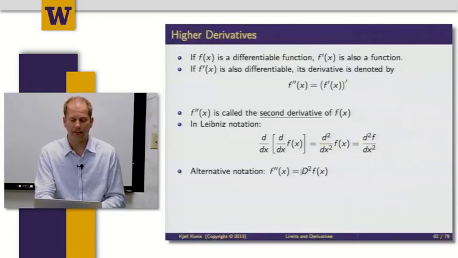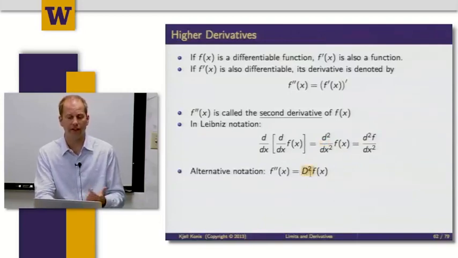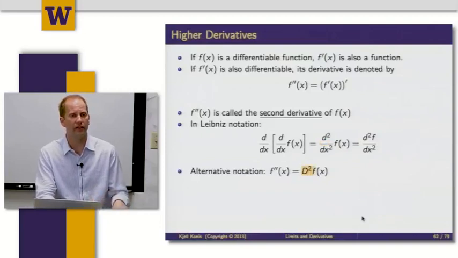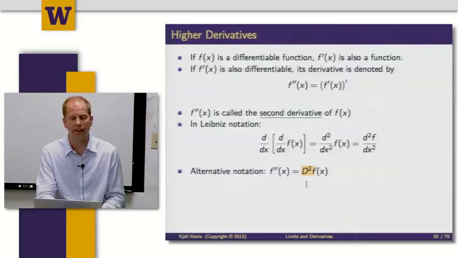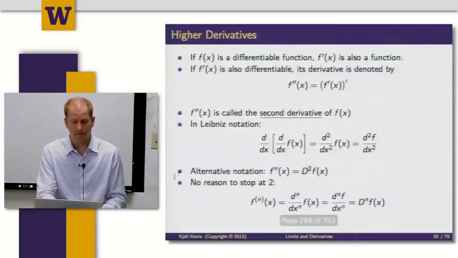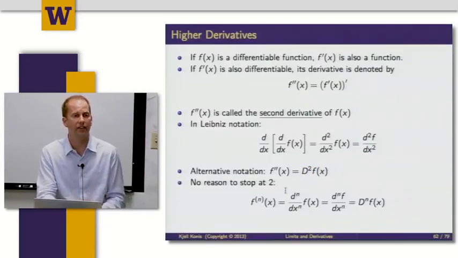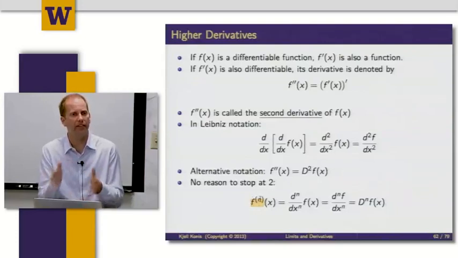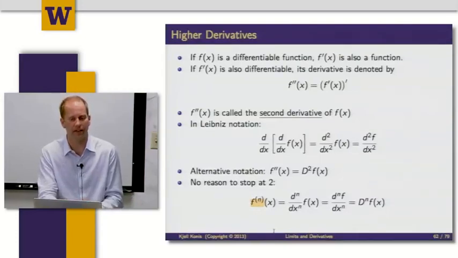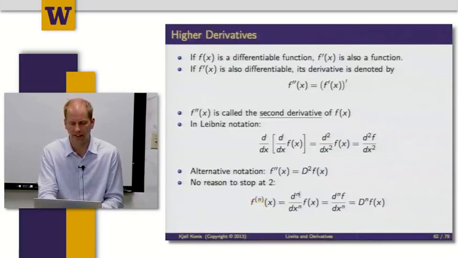And sometimes you'll also see just a capital letter D. So D f of x would be the first derivative of f of x. D squared f of x is the second derivative. And then there's no reason to stop at 2. So you can have as many higher derivatives as you want. Some notation that seems to be pretty common is f superscript n, with the n in parentheses, which just means the nth derivative of the function f of x.